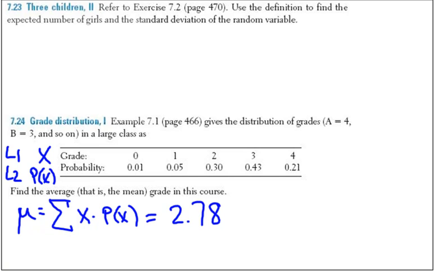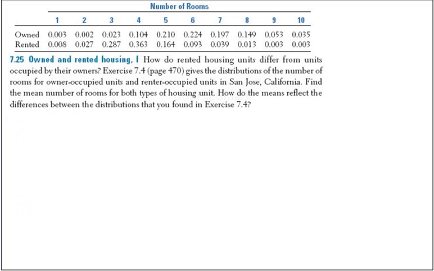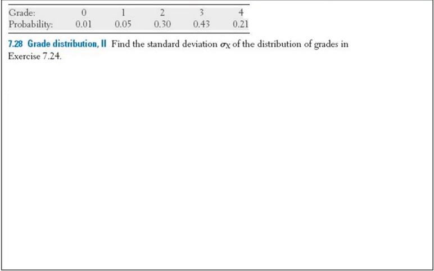We just finished in the first part finding the mean, or the expected value, and we said that 2.78 would be the average grade for this class given this probability distribution. The next problem we're going to look at is 7.28. So same distribution, but now we want to find the standard deviation for what I just found.